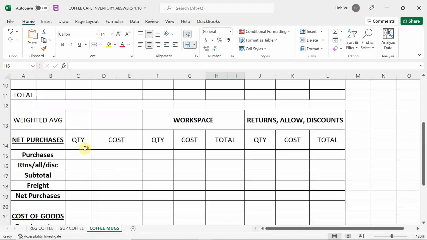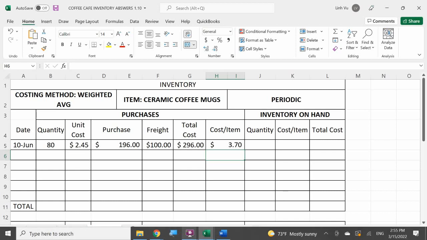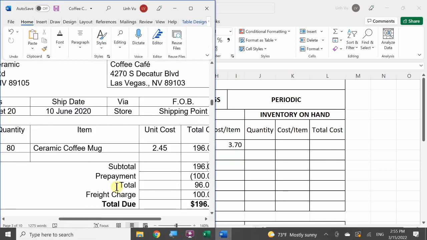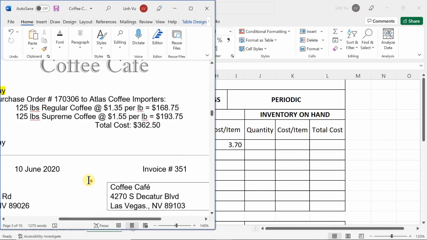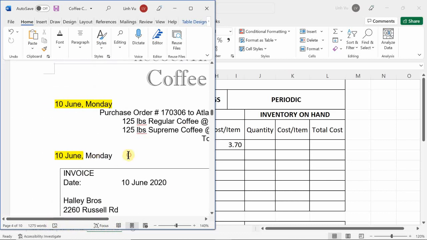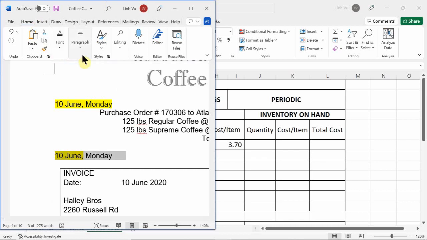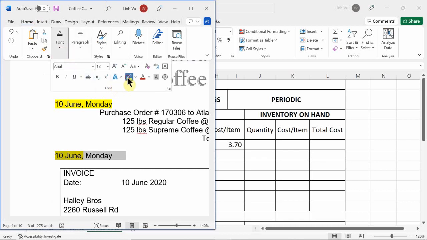All right. So again, we have periodic inventory. It's our ceramic coffee mug. So this is our first introduction to the inventory worksheet. Okay? So for now, this is where I'm going to stop. We're going to come back and we'll finish off this section right here when we come back from the break.